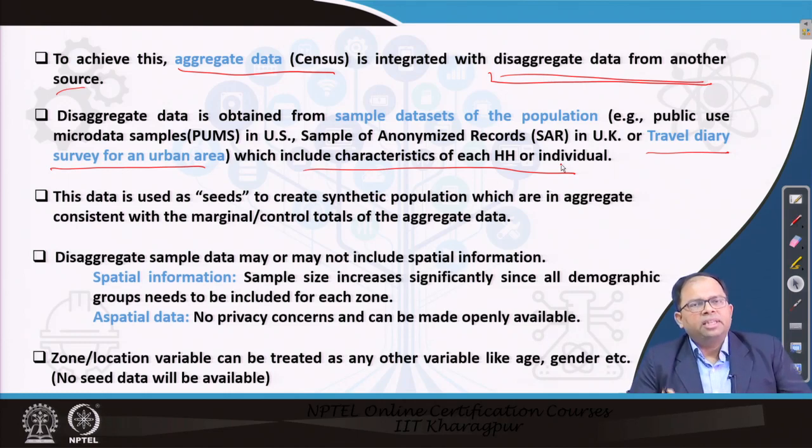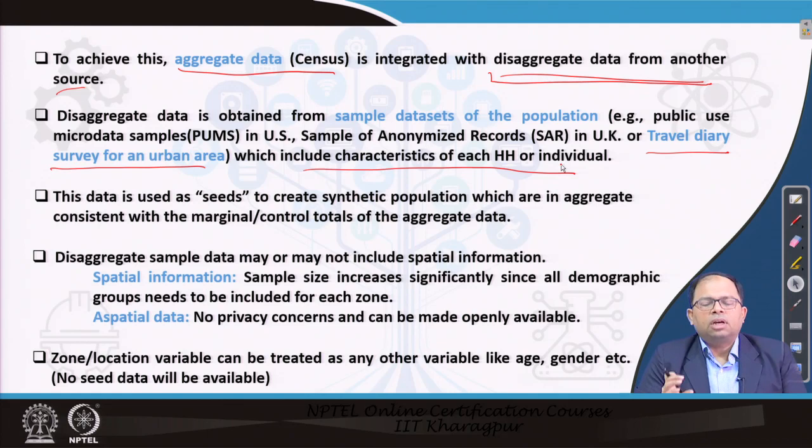If we have this kind of disaggregate data set, we can use it to construct the detailed data sets for each zone of a particular area, if the totals of those zones are available from census or other similar data sets. This disaggregate data that we collect in the form of a travel diary, or PUMS data or SAR data, usually does not have any spatial information. The reason why government doesn't give spatial information, or why even in a travel diary survey we should not show the spatial information, is privacy concerns.